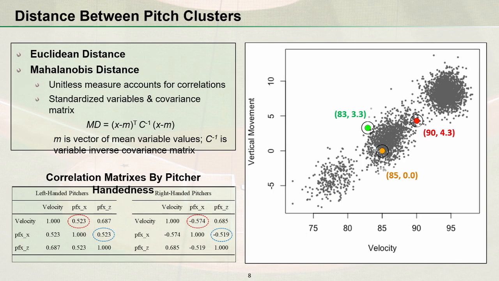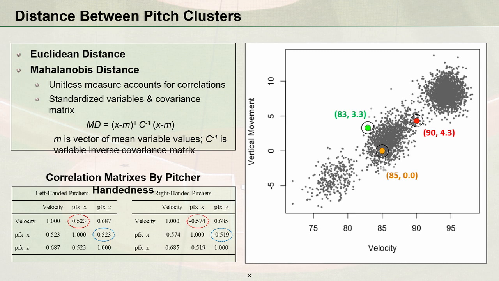So how do we measure the difference between pitch clusters? Once each pitcher's pitches were assigned to clusters, I looked at a number of different ways to quantify differences between these pitch types. One way to quantify differences is to measure the distance between pitch clusters. And there are several different ways to measure distances between pitch clusters. If we used a traditional Euclidean distance, Euclidean distance fails to account for natural correlations between velocity and pitch movement.